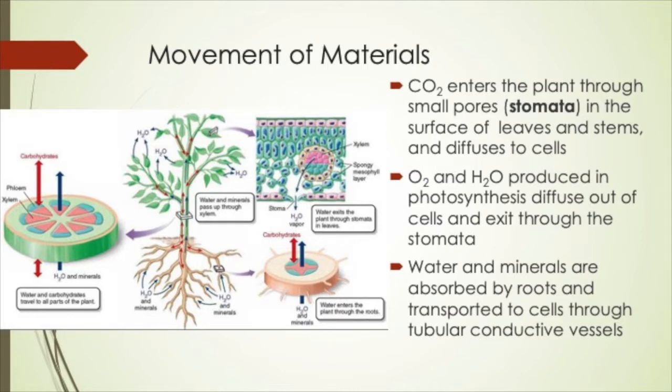So, movement of materials throughout the plant. CO2 enters the plant through the stomata. So on the leaf, there's little holes on the bottom of the leaf, sometimes on the top. Little holes on the bottom of the leaf where CO2 enters and then diffuses into the cells of the leaf, right? So that is useful for photosynthesis.